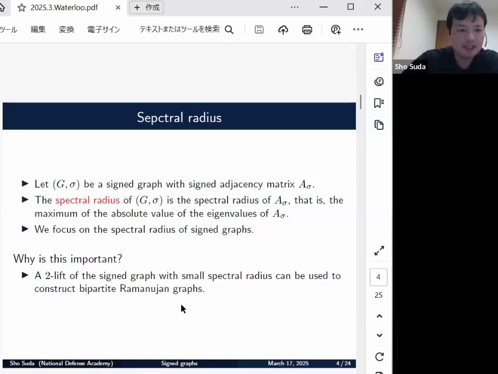Now, why is this important? Actually, the so-called two-lift of signed graphs with small spectral radius can be used to construct bipartite Ramanujan graphs. That's why signed adjacency matrices with small spectral radius are very, very important in this topic.